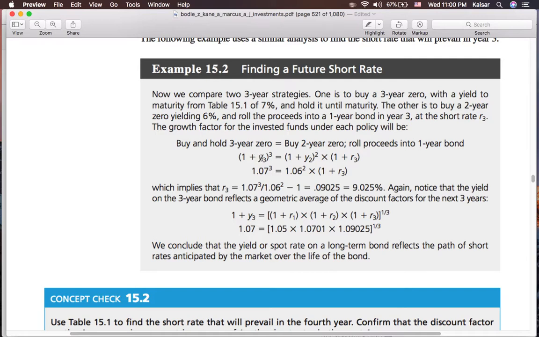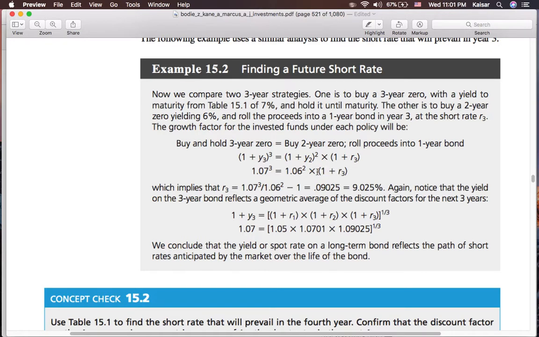1 plus y3 to the power of 3 equals 1 plus y2 to the power of 2 times 1 plus r3. 1.07 to the power of 3 equals 1.06 to the power of 2 times 1 plus r3.